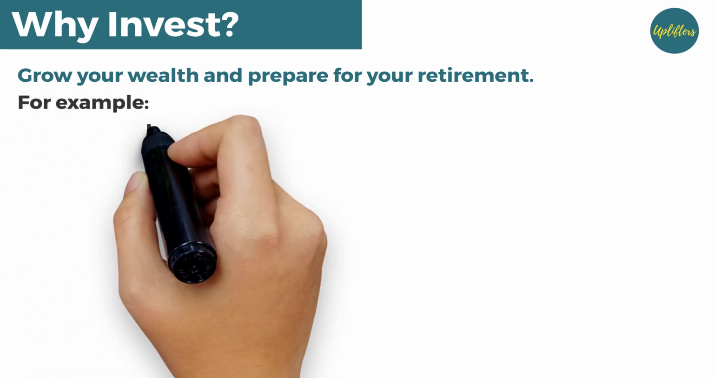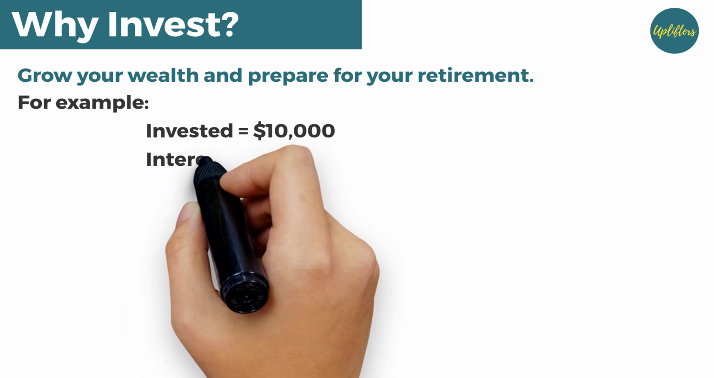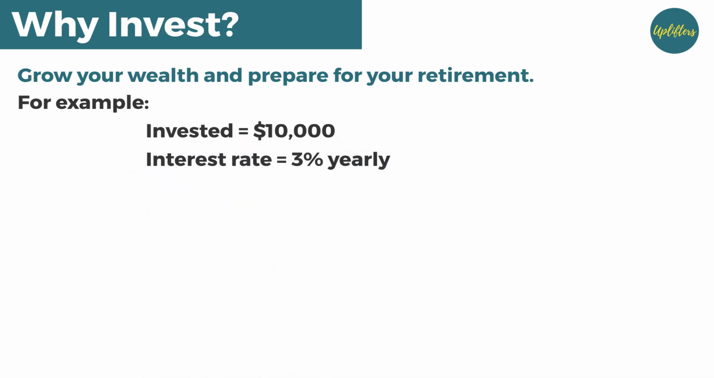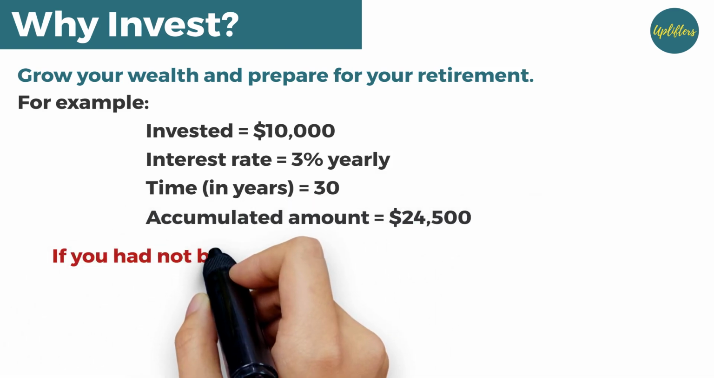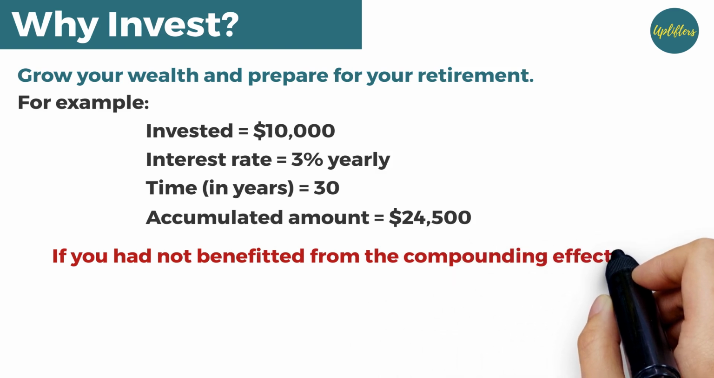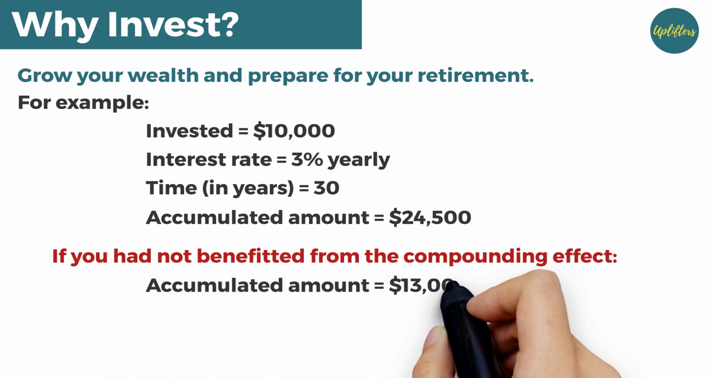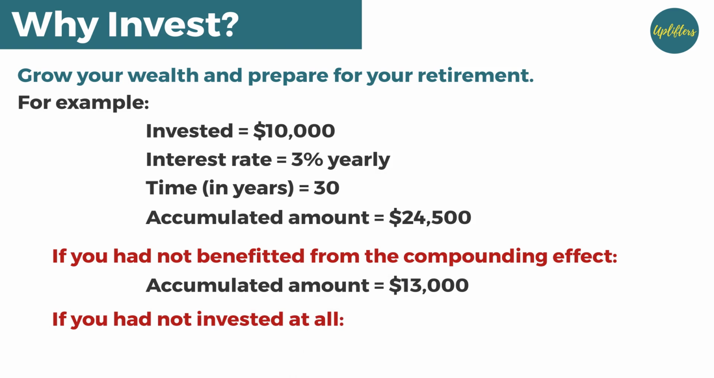The returns on investment may themselves grow your wealth, and, if you invest them as well, you should benefit from a compounding effect, meaning you will make money out of the returns you made with the money you initially invested. For example, if you invest $10,000 with a 3% yearly interest rate today and never withdraw money, in 30 years, you will get $24,500, while if you had not benefited from the compounding effect, you would have only $13,000, and if you had not invested at all, you would only have $10,000.